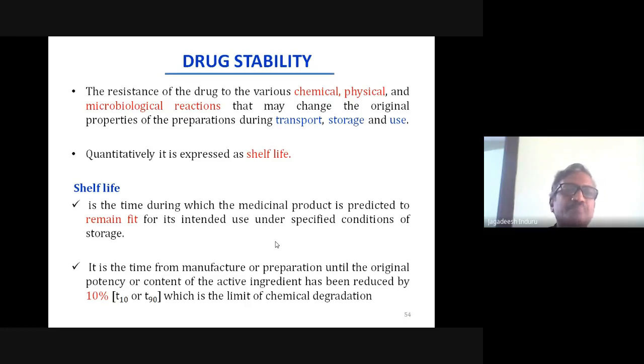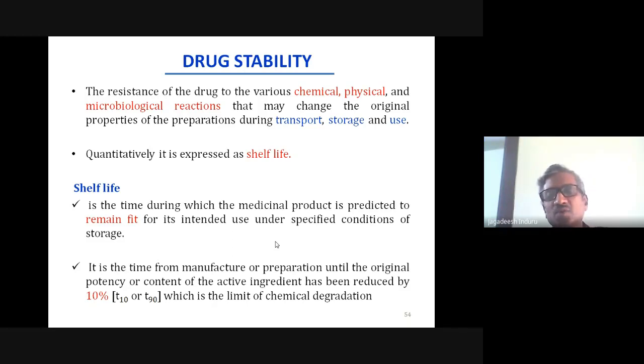Now the question comes, what is shelf life? It is the time during which the medicinal product is predicted to remain fit for the intended use under the specified conditions of storage. Most of the time, stability is linked to the conditions of storage.